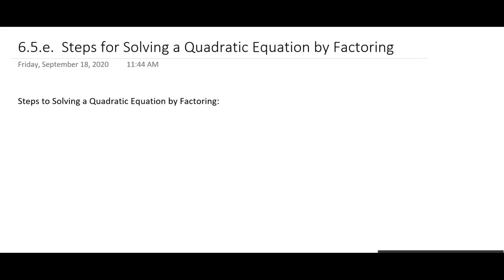Many times students like to have steps for a procedure, steps to go through so they know how to do the problem. So I'm going to give those to you here, and you'll find similar ones in the book. Okay, so step one, steps to solving a quadratic equation by factoring. Okay, step one.